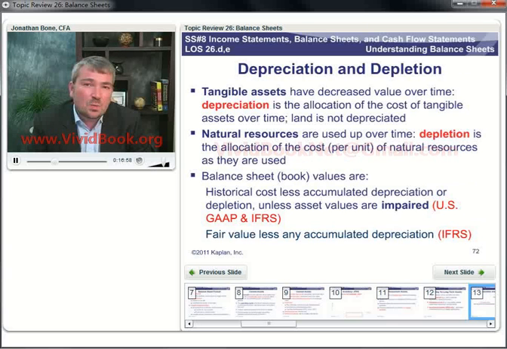Now, there is one asset that is not going to be depreciated, and that's land. Remember, what depreciation is doing is it's spreading the cost of an asset over its life through the income statement. Now, of course, the issue is with land, it has essentially almost an infinite life, or at least as long as the planet Earth, and as a result, spreading its cost over its infinite life gives you a zero depreciation amount.